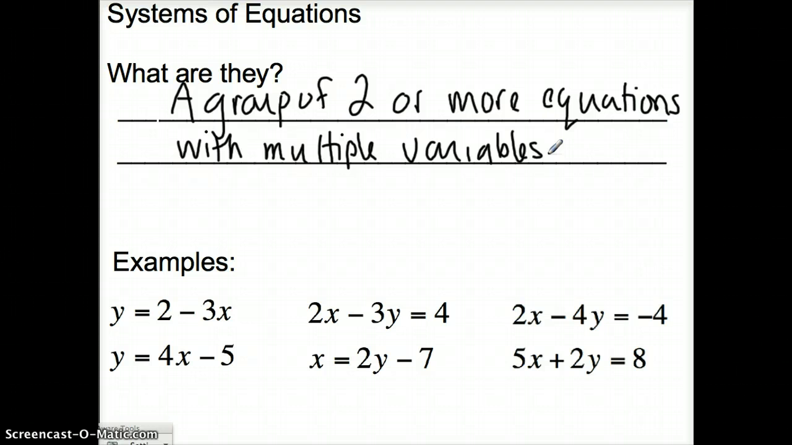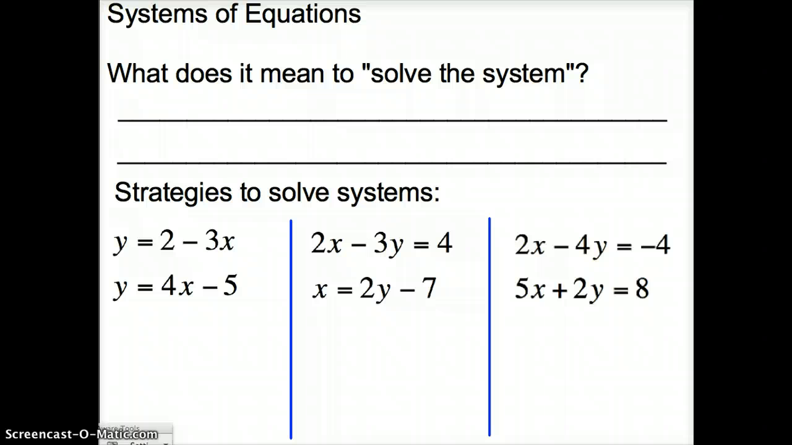And so on. So here are three pairs of examples. Each of these is a pair of a system of equations that we might be asked to solve. There are multiple equations, so two equations for each of them, and they each have two variables. So the first thing to understand is, what is a system? It's a group of equations with two or more variables.